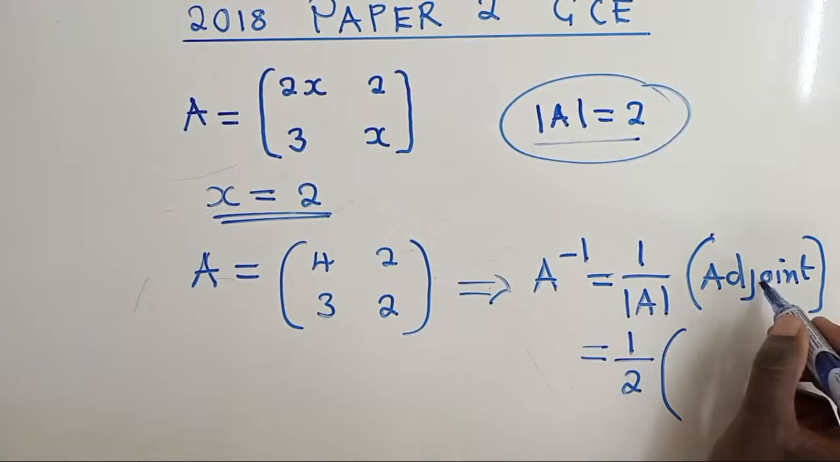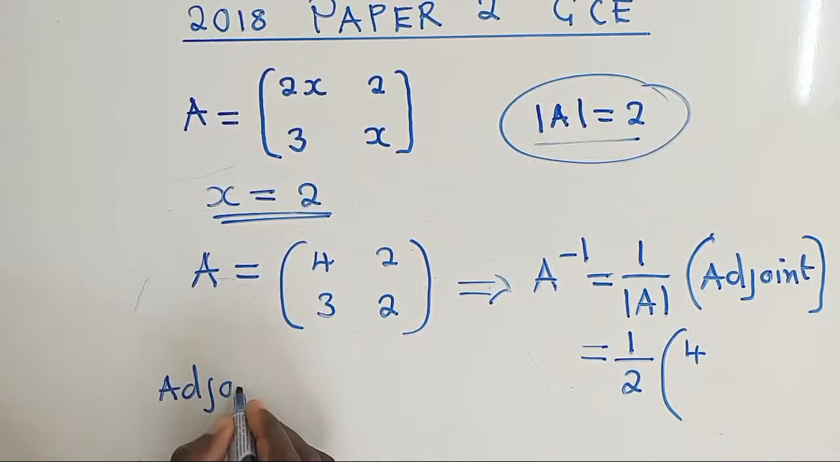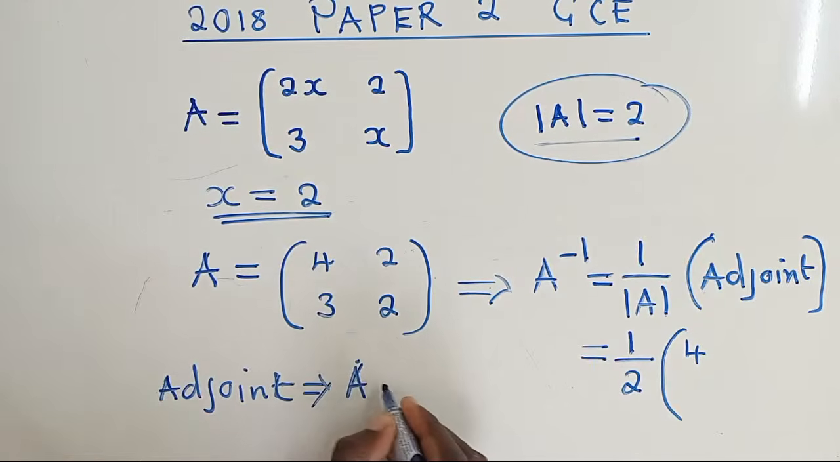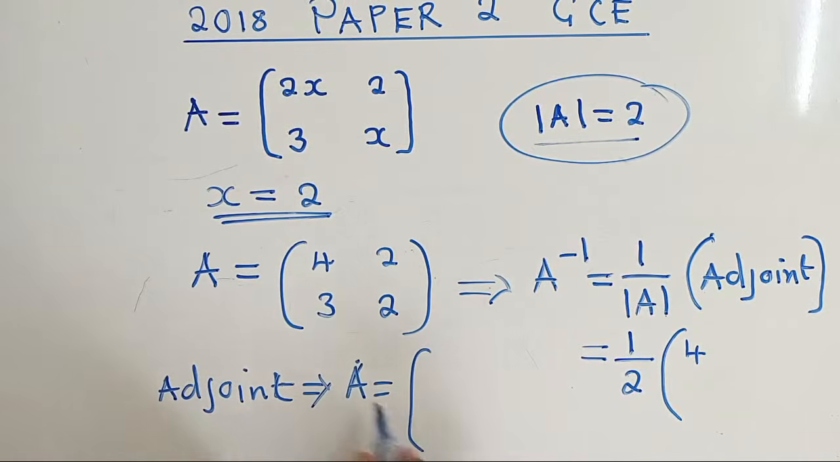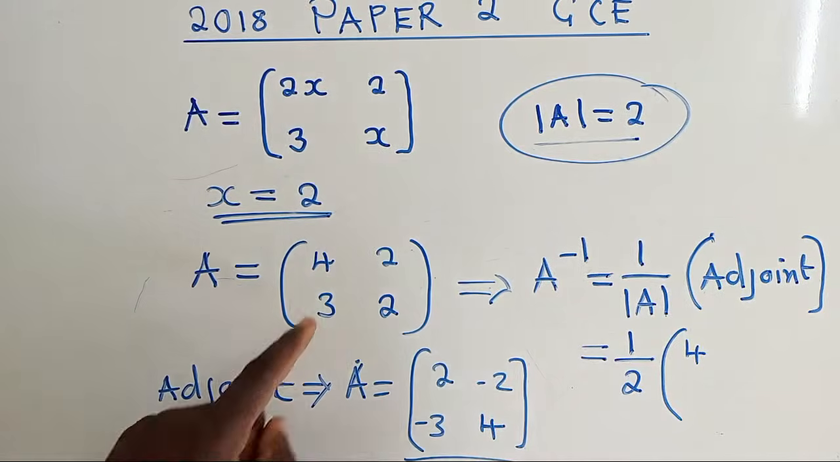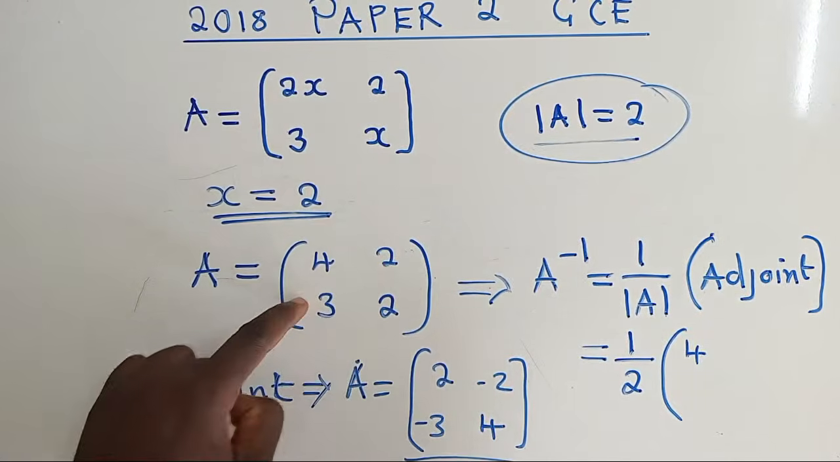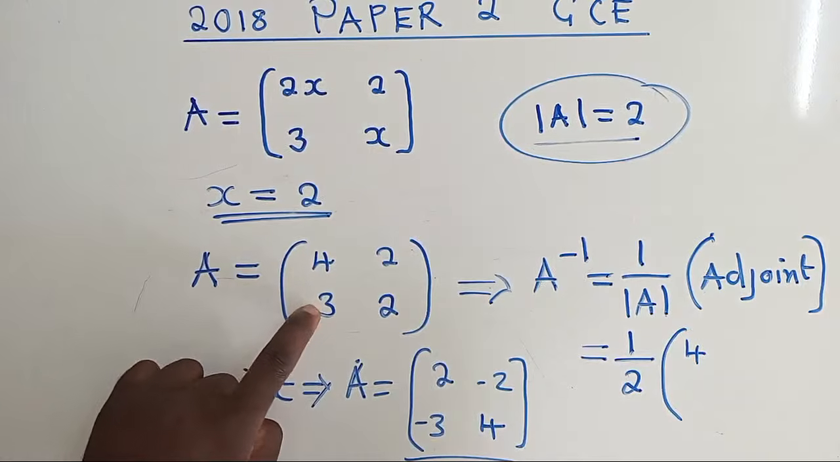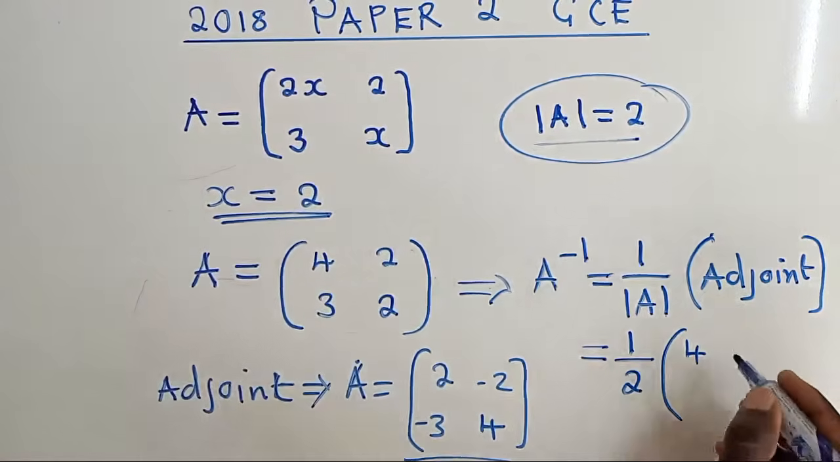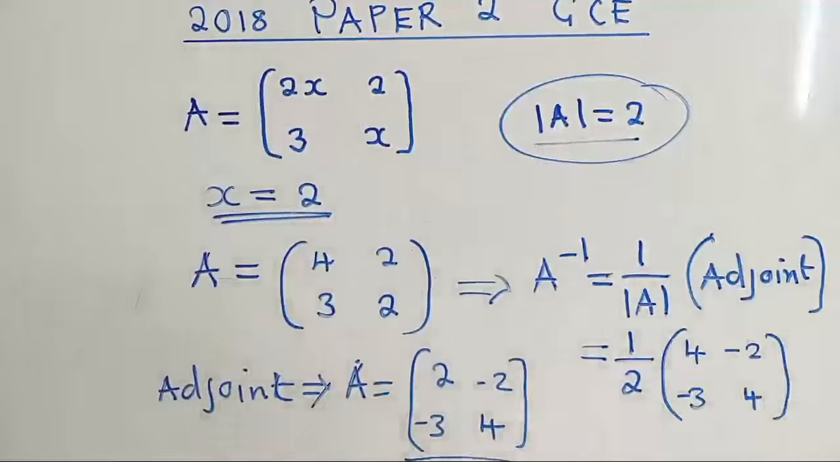And what is the adjoint? Let me show you here, so that you understand what I'm talking about. The adjoint of A will be a 2 there and a 4 there, and here -3, -2. To find the adjoint, what you normally do is switch the major diagonal. This goes there and this one goes there. And for these, change their signs. Since they are positives, put negative and negative. So this is what we have as our adjoint.